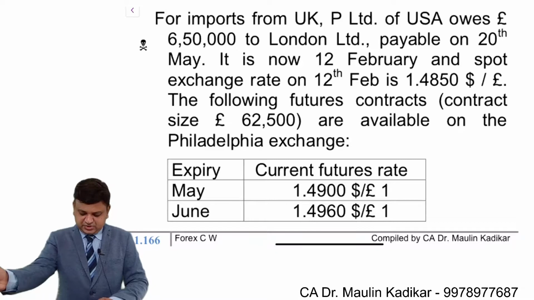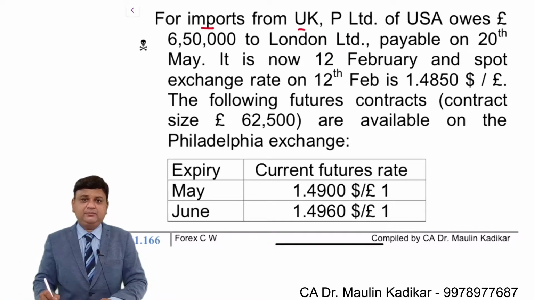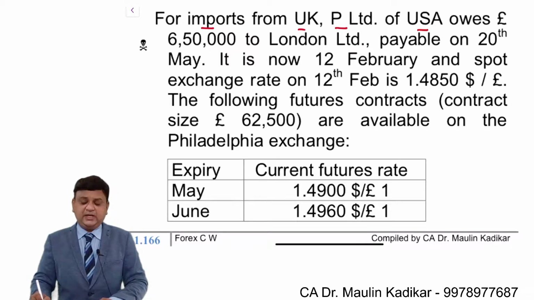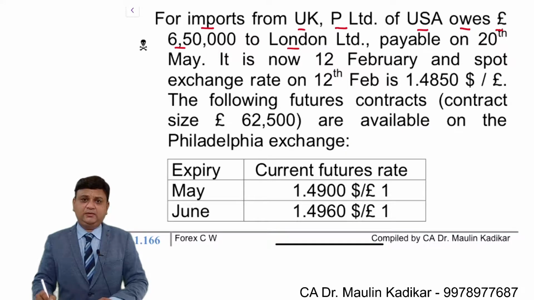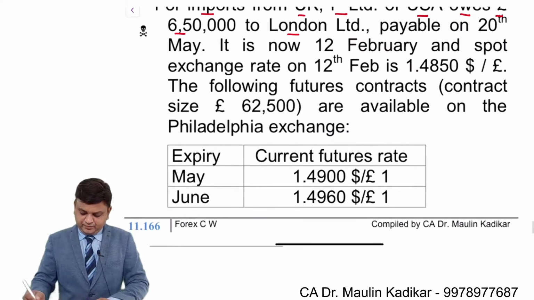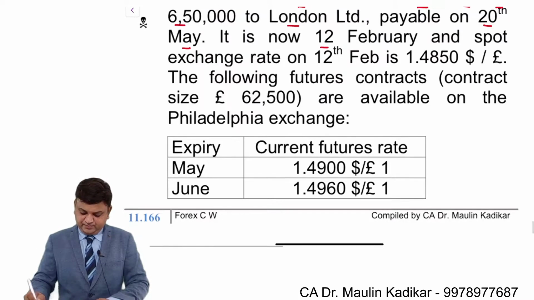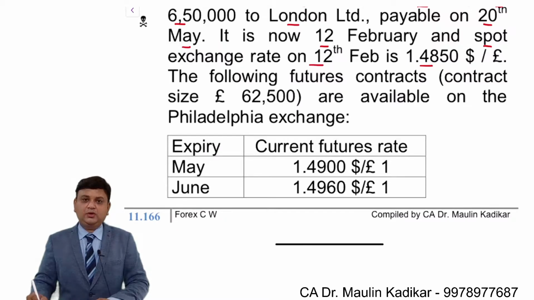So let us see our next question. For imports from United Kingdom, P Ltd of United States of America owes £6,50,000 to London Ltd. Payable on 20th of May, and it is now 12th of February. And the spot exchange rate on 12th of February is $1.4850 per pound.